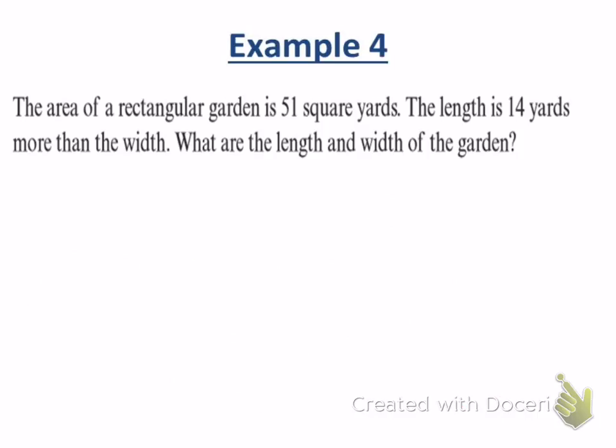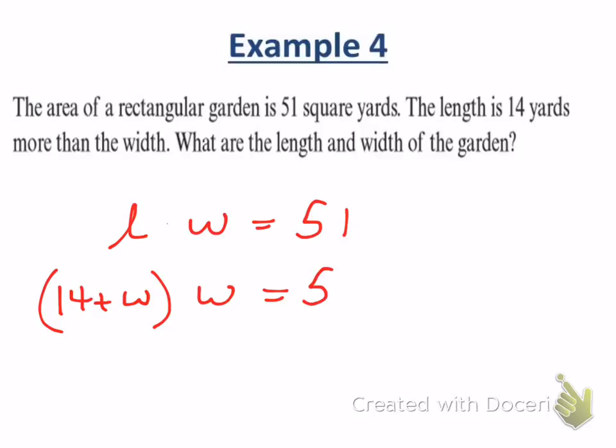All right? I'm going to set this one up and then we'll be done. The area of a rectangular garden is 51 square yards. So we got length times width equals 51. The length is 14 more than the width. So my length is 14 plus the width times the width equals 51.